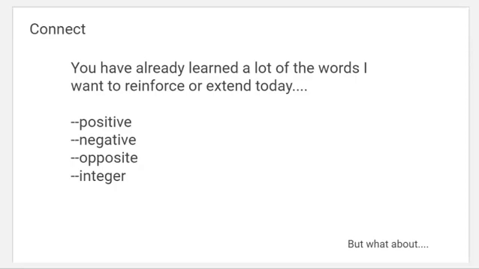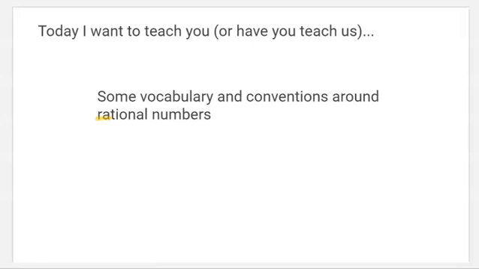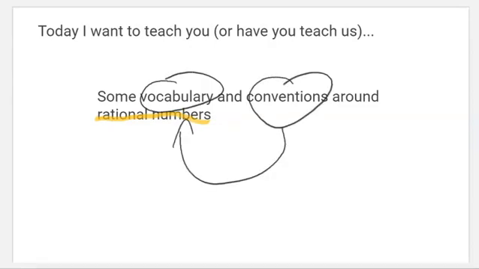And I'm going to introduce you to a new word you often see dealing with negative numbers, and that is rational number. So chances are you have not heard that word before like you had with integer. What I want you to do, take a moment. What do you predict that word means? Look closely at it for a clue. Rational number. There's a clue hiding in the word as to what it means. So that's the main thing I want to talk to you about today. I'm going to teach you what that word rational number means. I'm going to teach you some other vocabulary that goes with it and some conventions around those types of numbers, some things we do to make those numbers clear.